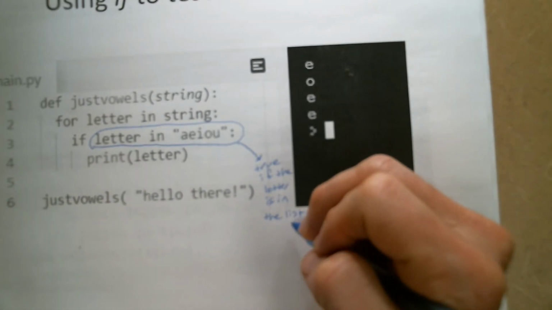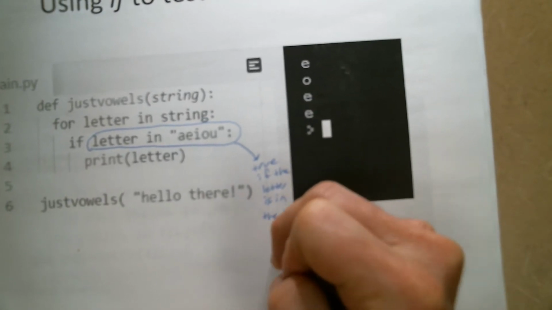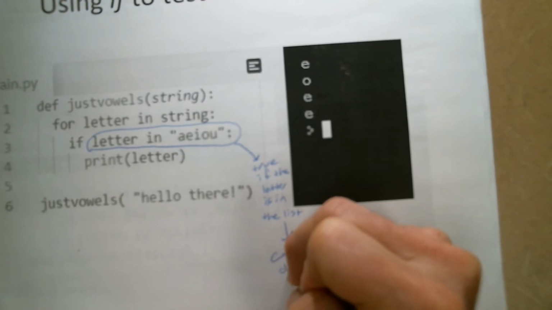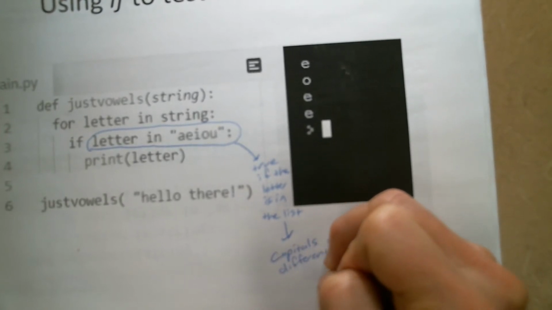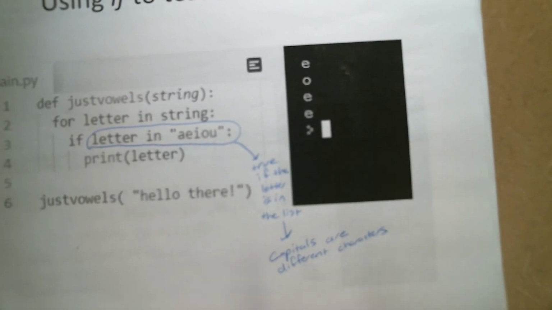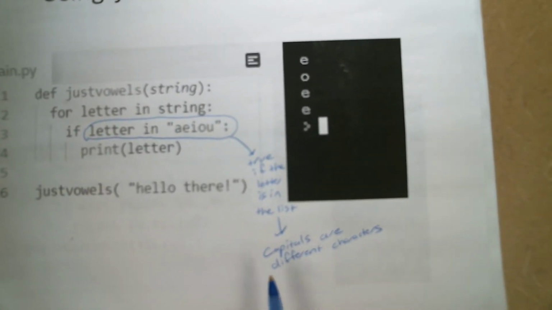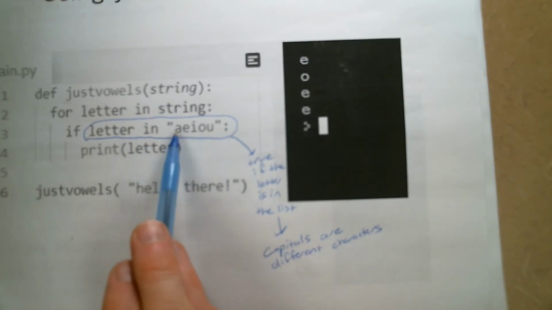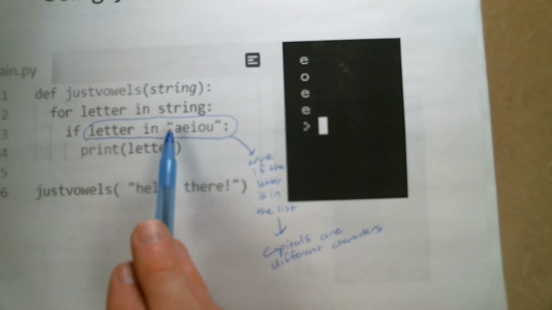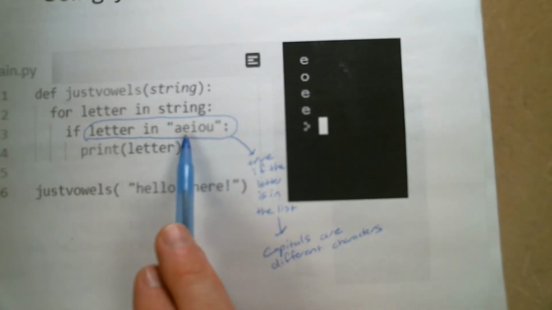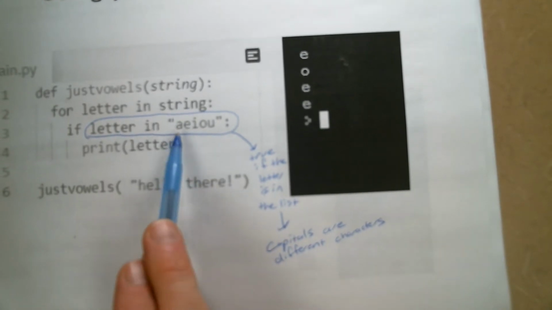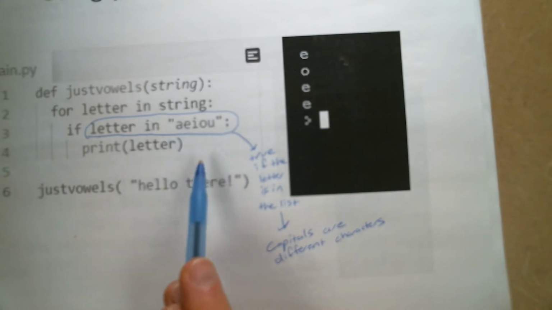Now, what I want to specify there is that capitals are different characters. All right, so if you want to look for lowercase a and capital A, you'd have to put both of those inside of your quotes here. If you wanted to look for lowercase e and capital E, you'd have to put both of those in there. This is only going to look for the lowercase letters.